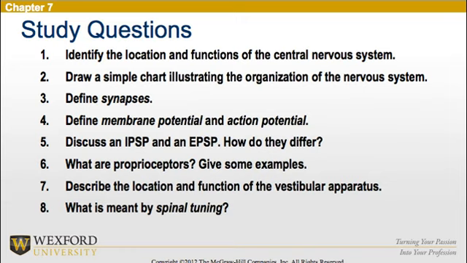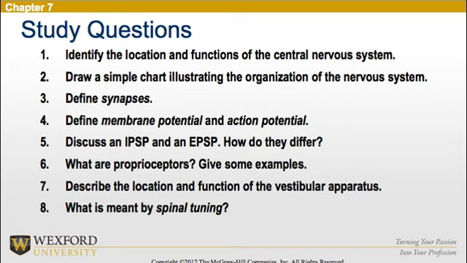With the content of this lecture being concluded, I want to provide you with some study questions to help you test your knowledge and to help you learn the information in more detail. Number 1. Identify the location and functions of the central nervous system. 2. Draw a simple chart illustrating the organization of the nervous system. 3. Define synapses. 4. Define membrane potential and action potential. 5. Discuss an IPSP and an EPSP. How do they differ? 6. What are proprioceptors? And give some examples.